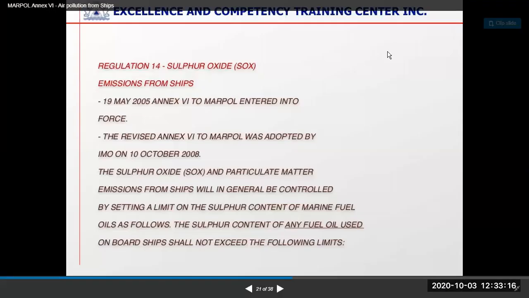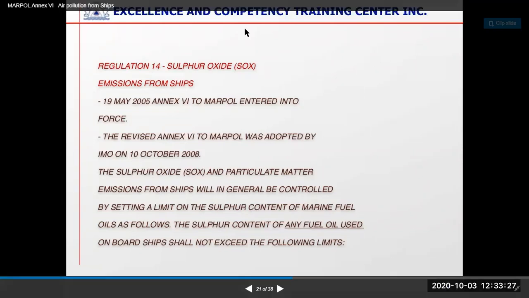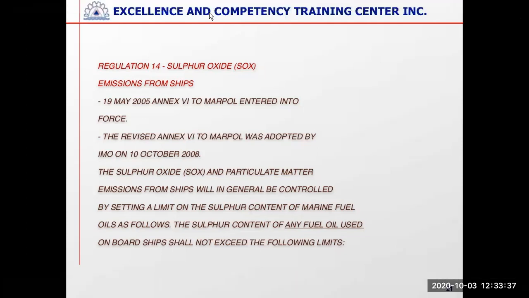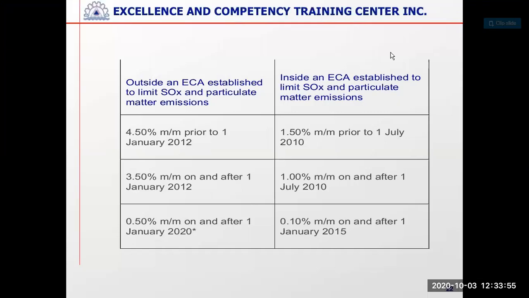Then we have regulation 14, which is talking about SOx emissions from ships. Same, it came with this Annex 6 in 2005, and it's related to two things, SOx and the particulate matter which is emitted from your ship's engines, and it will be controlled by the sulfur content in the fuel. So these are the limits of your fuel, which can emit what amount of sulfur oxides in different areas. There are special areas of Annex 6, sulfur emission control areas.